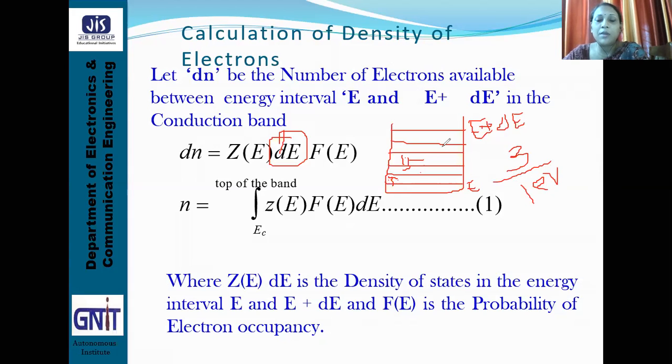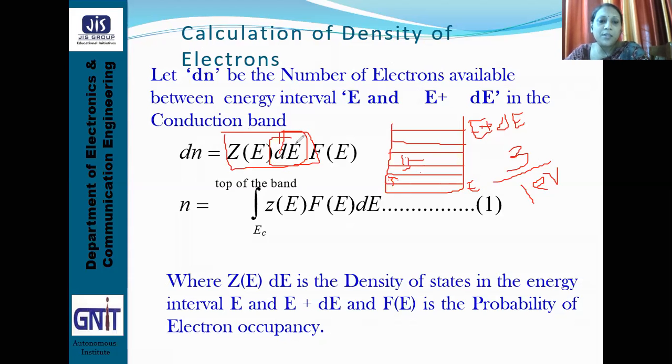Hope now everybody has understood this one. So density of states is nothing but this one, Z of E into dE. This parameter is called density of states, that is, available energy states per unit volume per unit energy range.